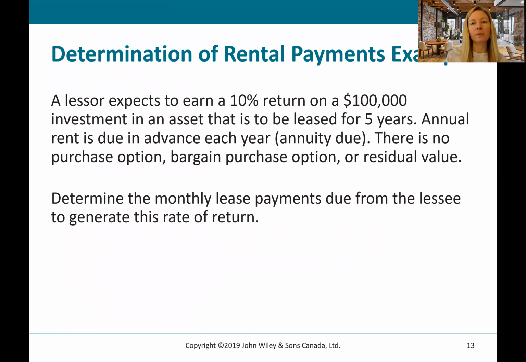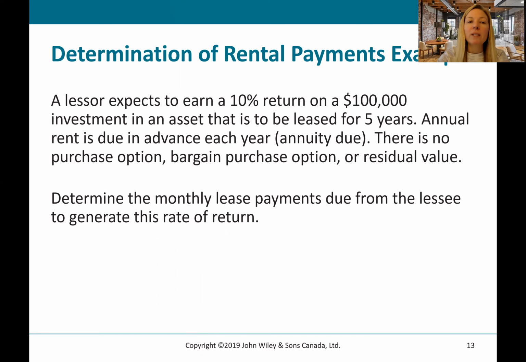Okay. So here's an example walking through the determination of rental payments. A lessor expects to earn a 10% return on a $100,000 investment in an asset that is to be leased for 5 years. Annual rent is due in advance each year. So this is an annuity due basis, and I'll speak to that in a minute. There is no purchase option, bargain purchase option, or residual value. Determine the monthly lease payments due from the lessee to generate this rate of return.